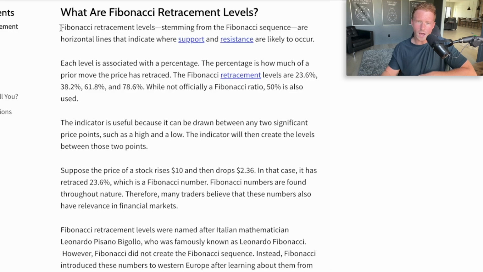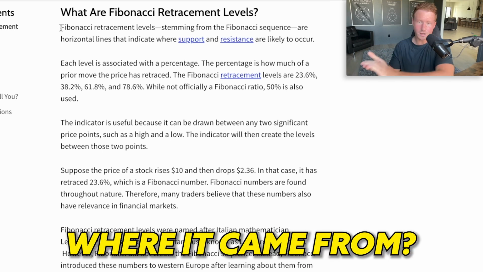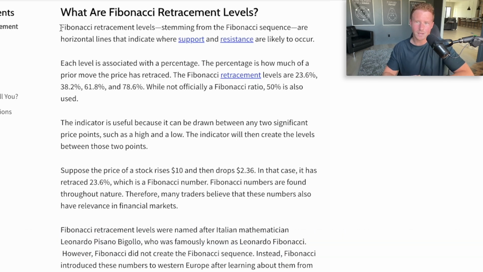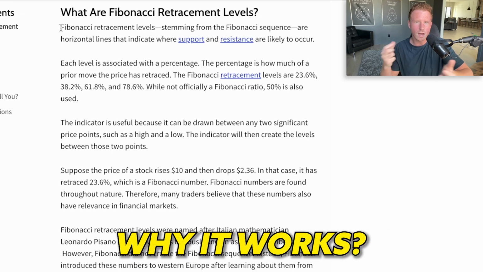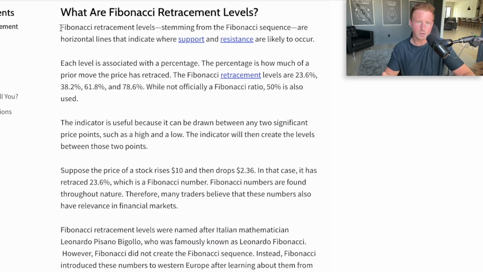what they are. I actually found this really interesting because whenever I use a confirmation or an indicator, I want to understand where it came from and how it actually works. Because if you're just using it and looking at these random numbers, you don't really understand why it works. And I think when you understand why it works, you trust it more. You know how to use it better.